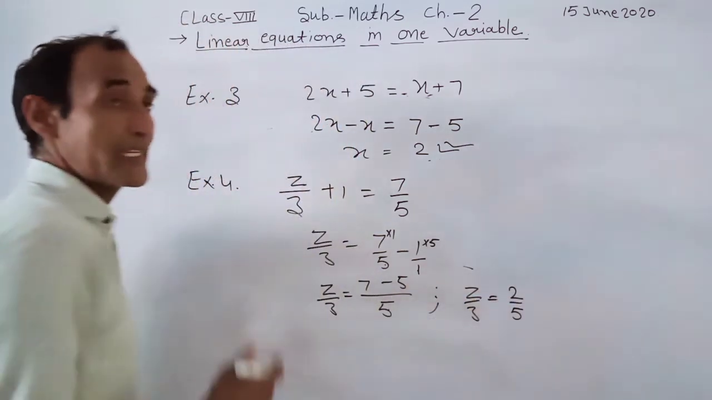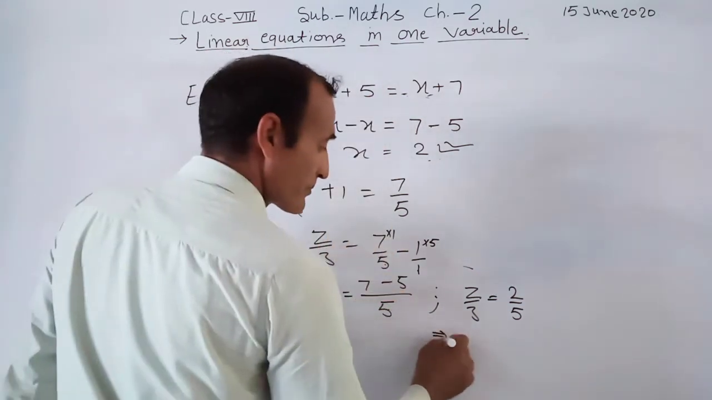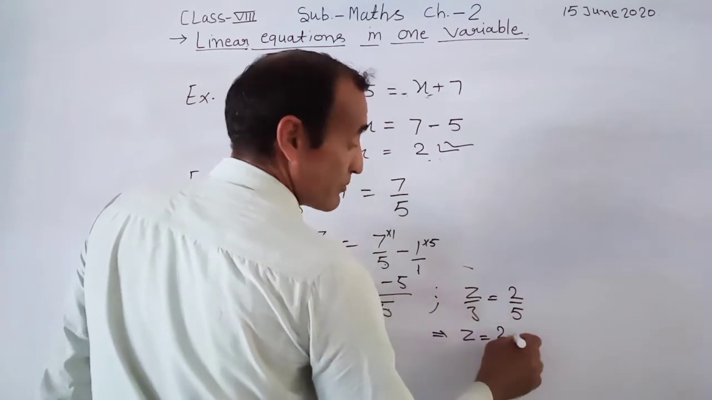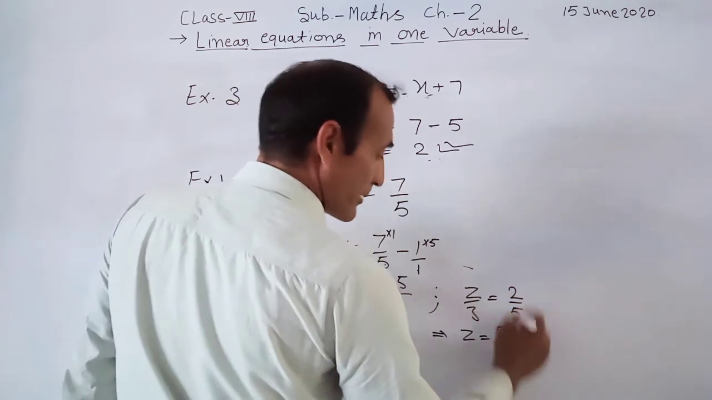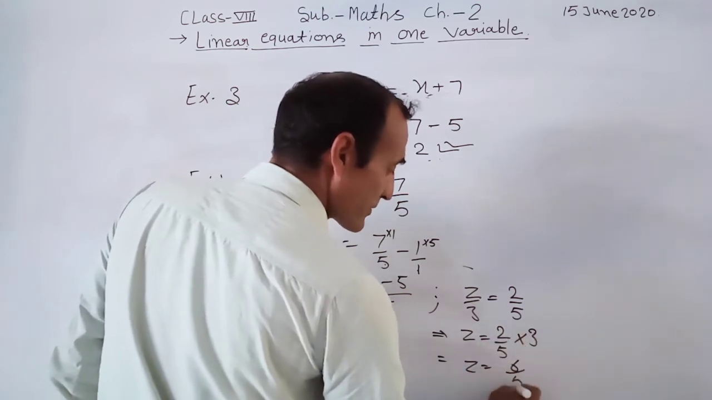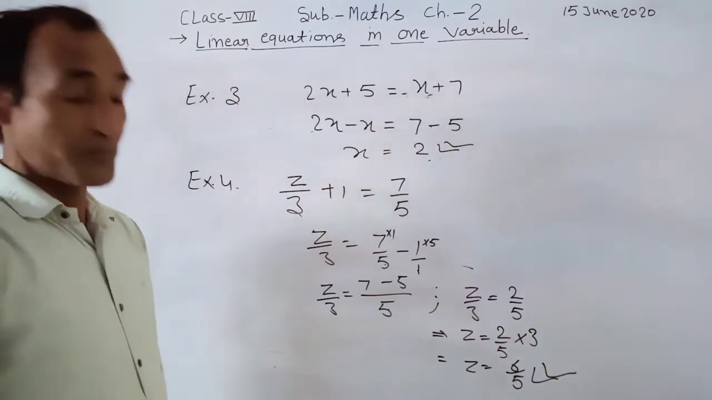3 is dividing here. So next step, z equals 2 upon 5, but it is a divide, so here we convert it into multiply. So z equals 3 times 2 is 6 upon 5. It is the solution. We find the value of z.